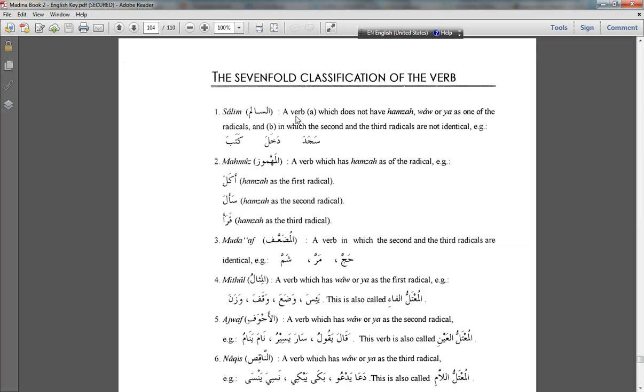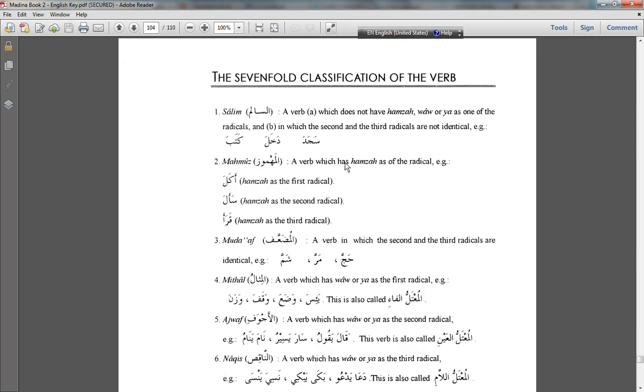Salim is a verb which does not have hamza, waw, or ya as one of the radicals, and in which the second and the third radicals are not identical. Okay, so basically, the best way to understand it, it's a regular verb which doesn't have any kind of change that takes place in it. That's called salim.